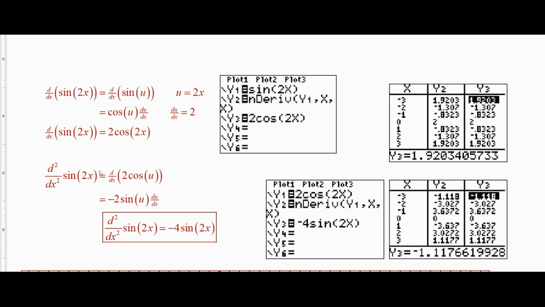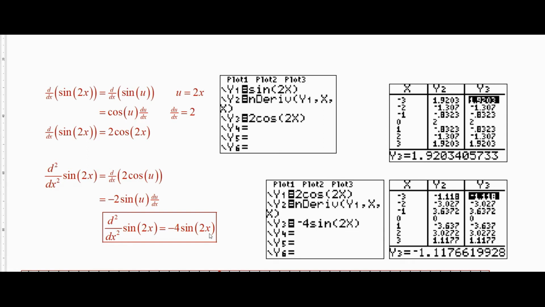The second derivative of the original function then is the derivative of the first derivative. So the second derivative of sine of 2x is the derivative of 2 cosine of 2x, that is 2 cosine of u. So the constant multiple rule says you just bring the 2 out front. The derivative of cosine of u is minus sine of u, so it's minus 2 sine of u, but then times the derivative of u because of the chain rule there. That derivative of u is 2, times that negative 2 is negative 4 sine of 2x. So the second derivative, which is what we were looking for, is negative 4 sine of 2x.